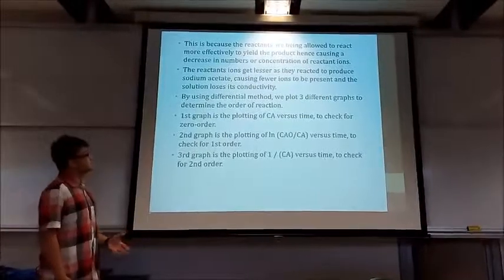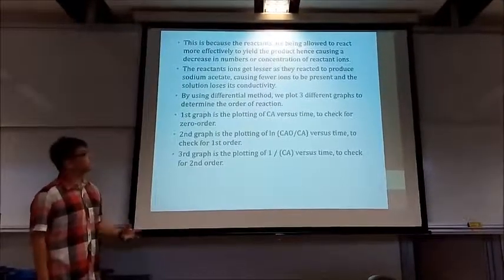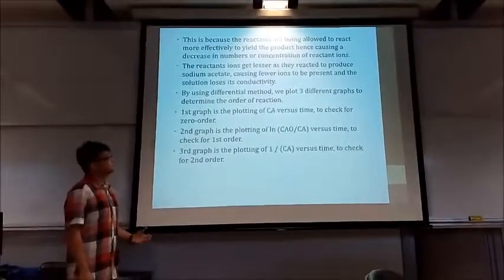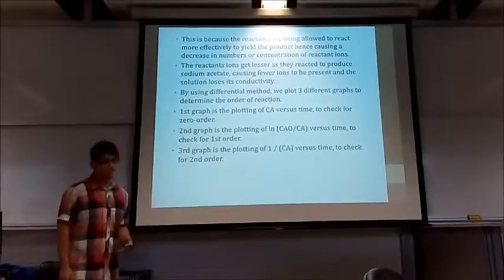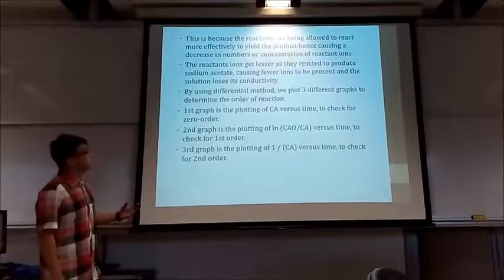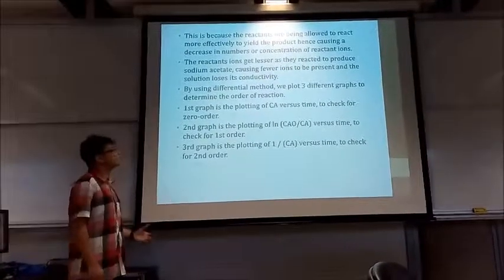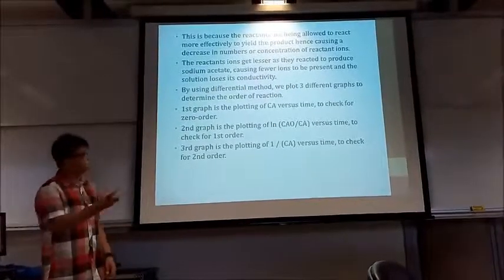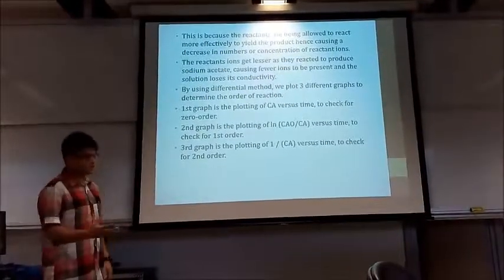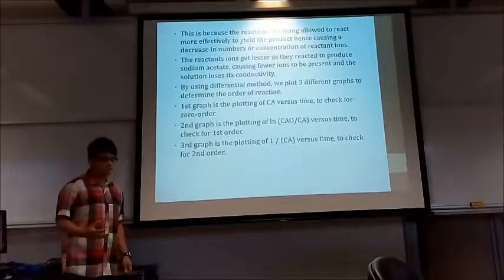Why is it so? This is because the reactants are being allowed to react more efficiently to yield the product, hence causing a decrease in the number or concentration of reactant over time. So the reactant ions get fewer as they react to produce sodium acetate, causing fewer ions to be inside the solution, and hence it loses its conductivity.